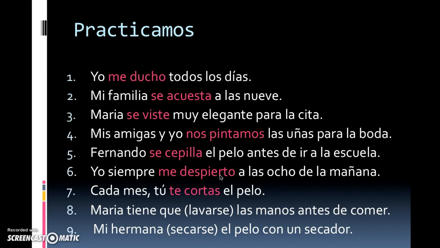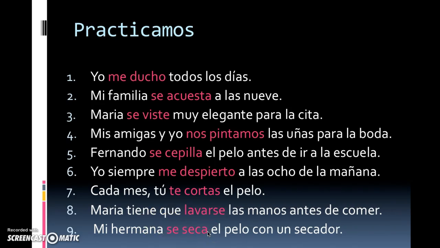If I had said I have to wash my hands before eating, I would say yo tengo que lavarme las manos antes de comer. If I said it to my kids, I would say, ustedes tienen que lavarse las manos antes de comer. Mi hermana se seca el pelo con un secador.